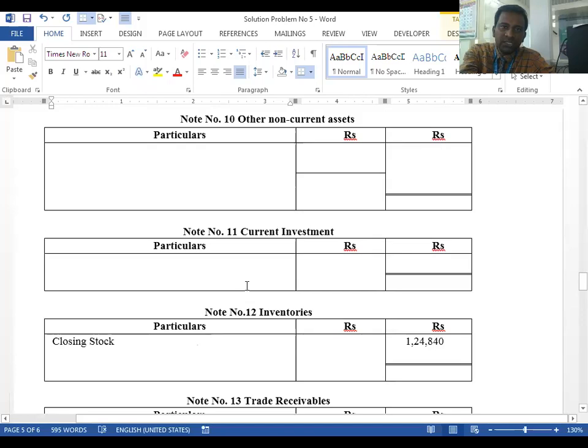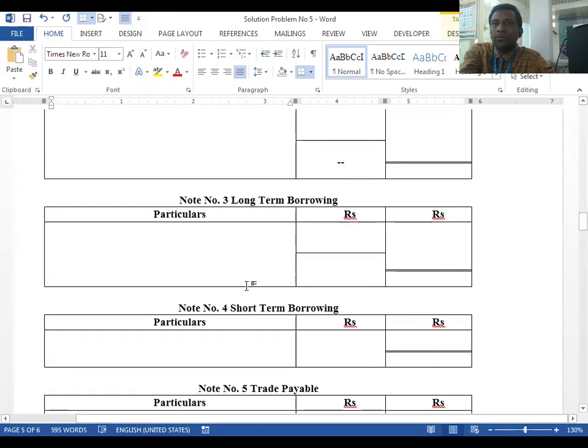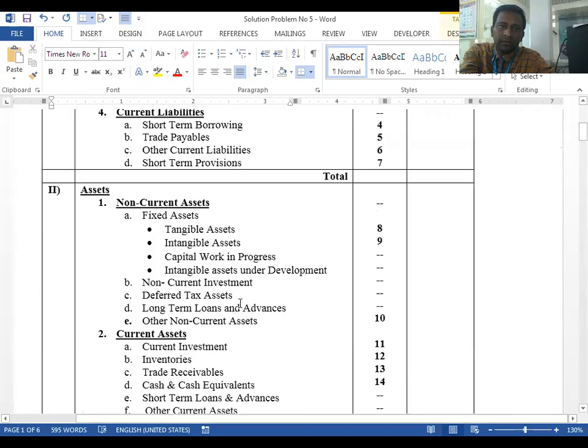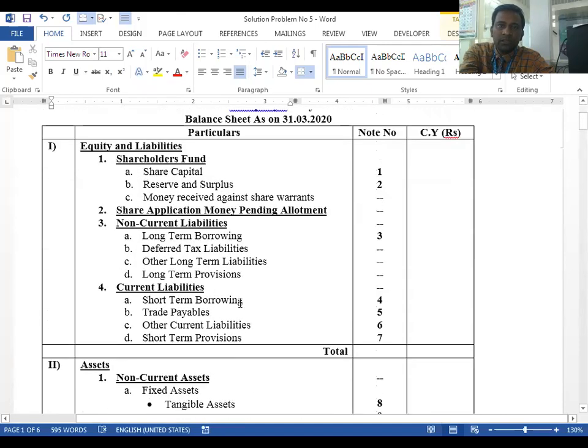We just observe the headings of the liabilities side, then confirm where we should transfer it. It is not related to the shareholder fund, share application money and pending allotment, or non-current liabilities. It is one type of current liability. So there is no relation regarding these four items.